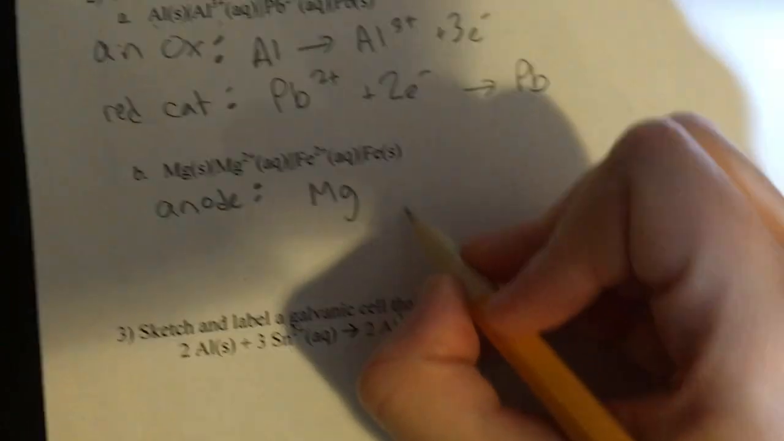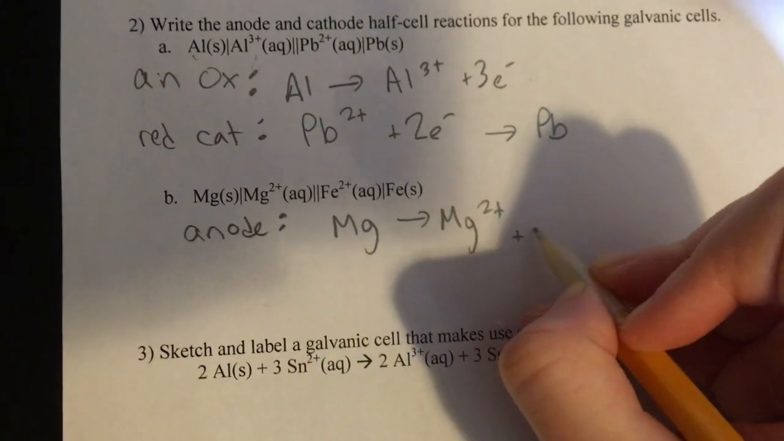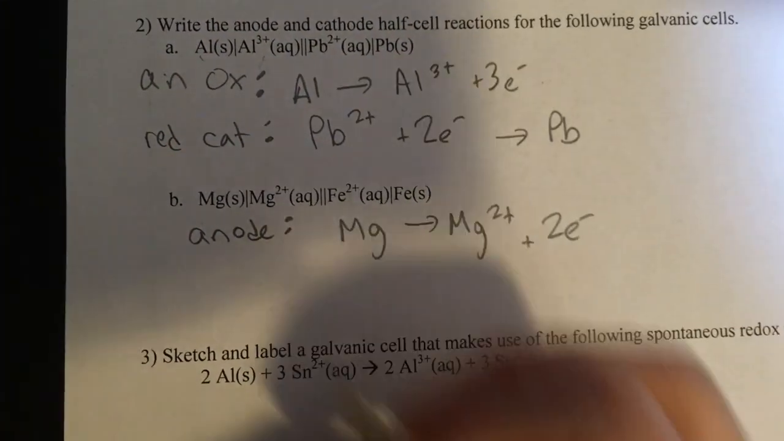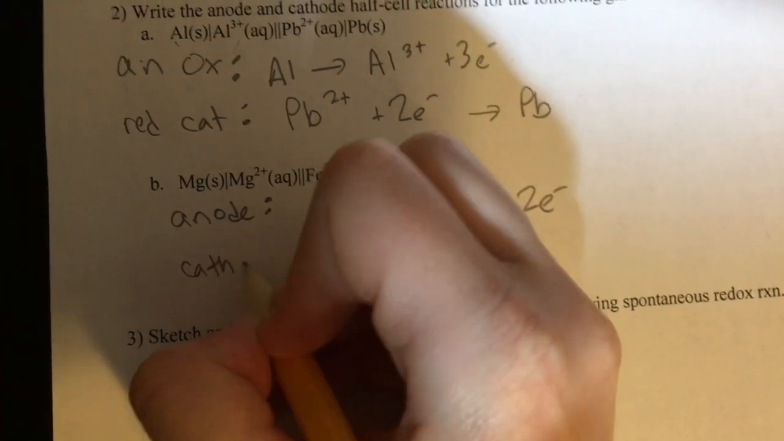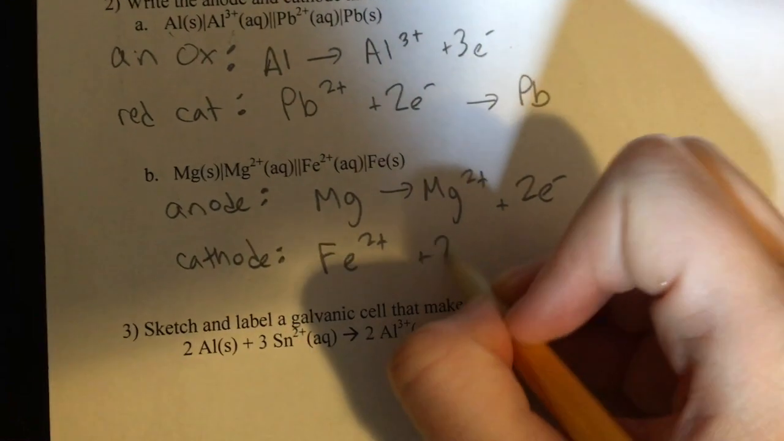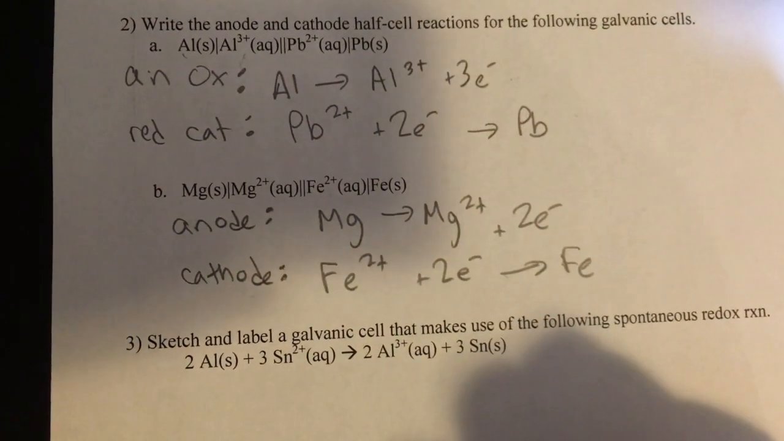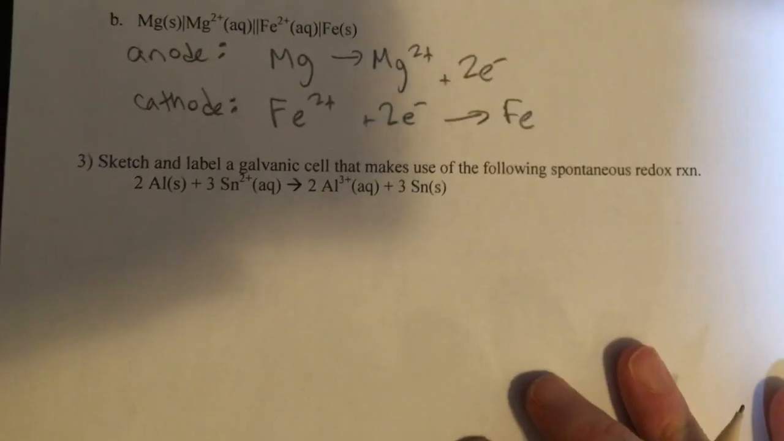So it looks like magnesium is losing 2 electrons to form a +2 ion. And then in the cathode, we've got iron 2, which has to gain 2 electrons to form elemental iron. Okay, now let's take a look at this last question.